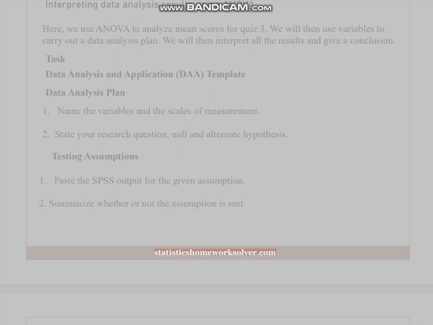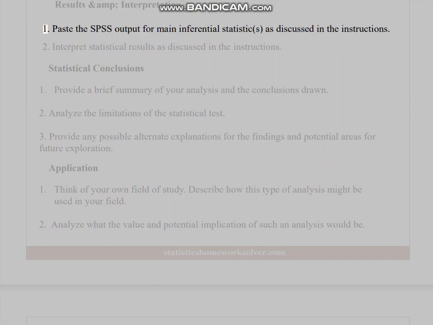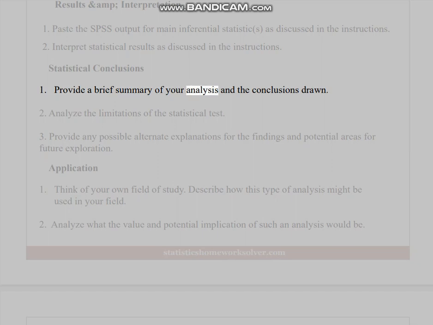Results and Interpretation: 1. Paste the SPSS output for main inferential statistics as discussed in the instructions. 2. Interpret statistical results as discussed in the instructions. Statistical conclusions: 1. Provide a brief summary of your analysis and the conclusions drawn. 2. Analyze the limitations of the statistical test. 3. Provide any possible alternate explanations for the findings and potential areas for future exploration.